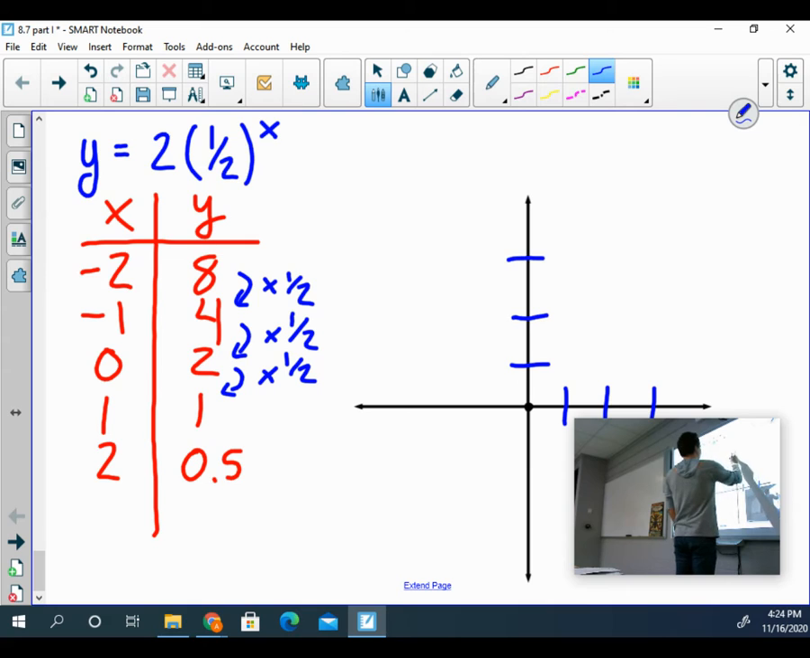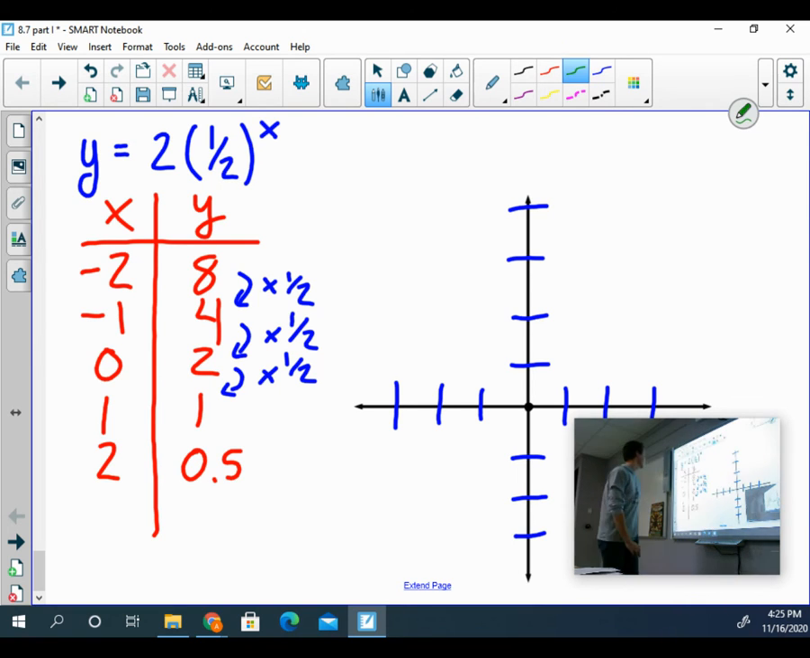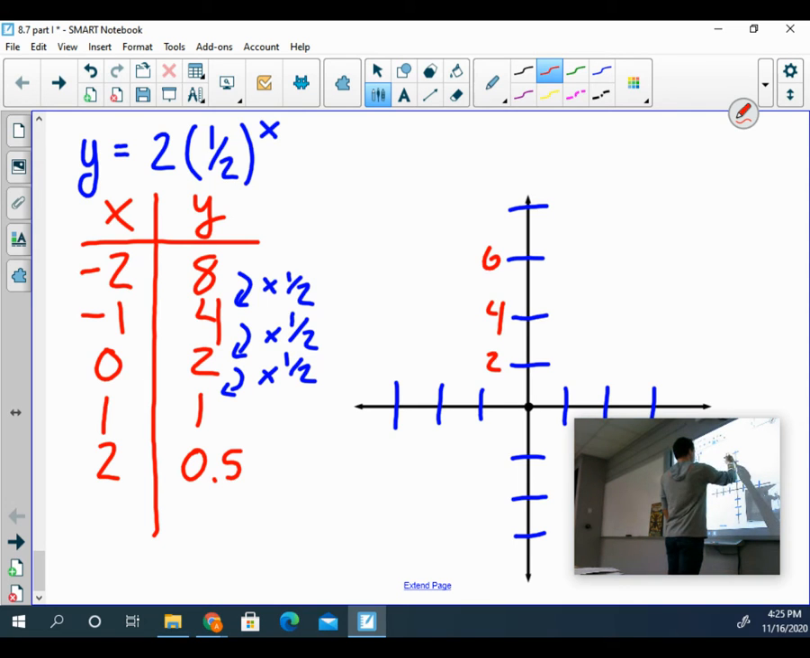So once you have found your y values, go ahead and plot these as ordered pairs on your graph. When I do this, to make my scale make sense, I'm going to go up by 2s on my y-axis. Maybe you did something a little bit different.